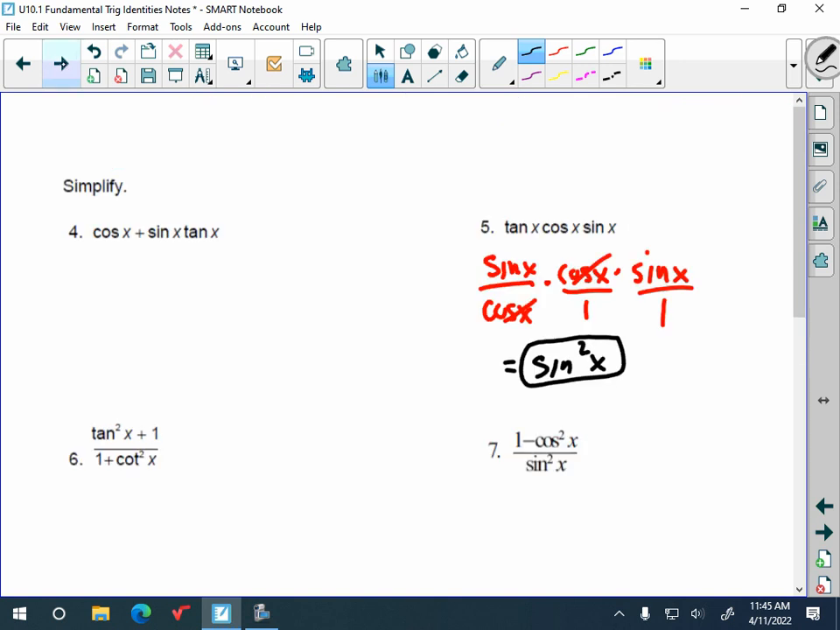All right. So we have sine squared x over sine squared x. Now we can cancel those out. It becomes 1. Remember, when you're crossing things out, it doesn't go to 0. It goes to 1.